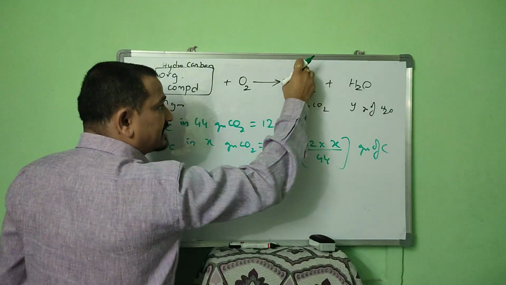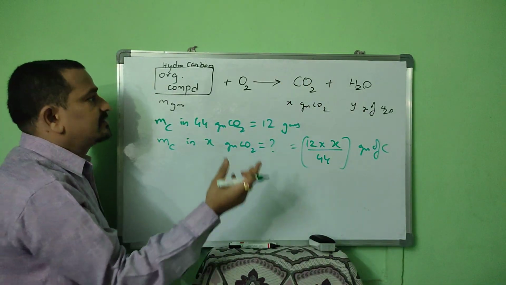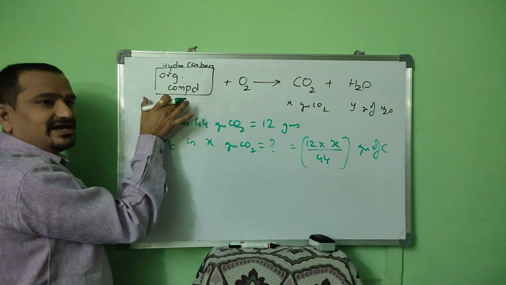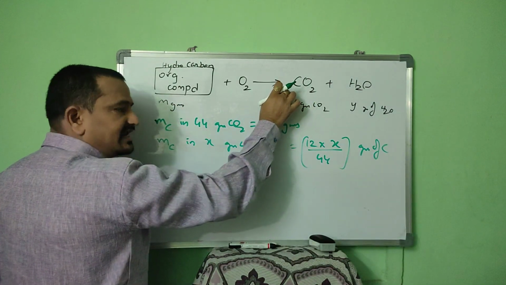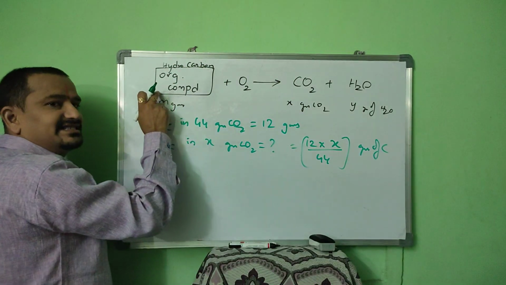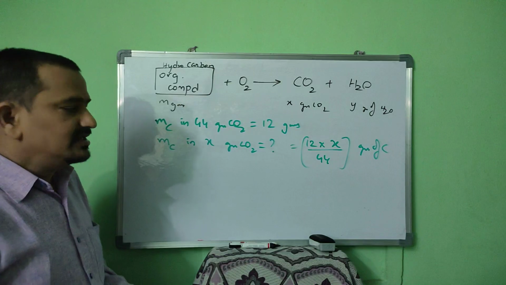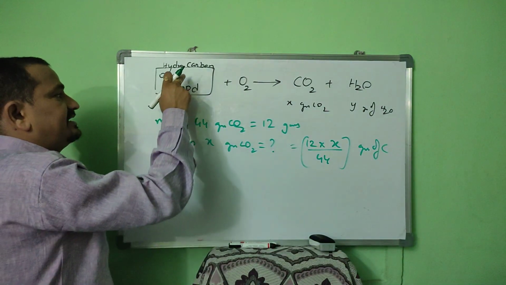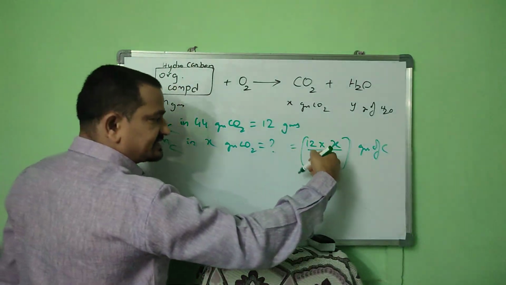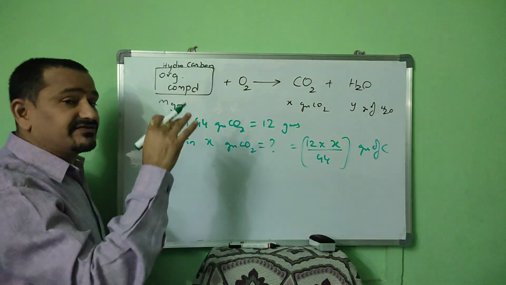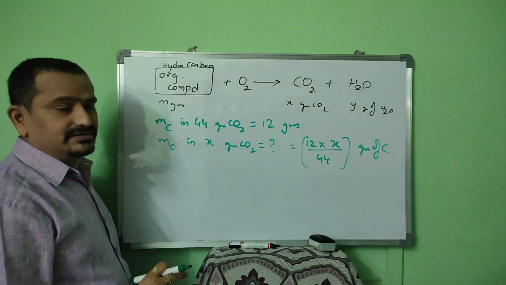Whatever mass of carbon we determined here, where did we get that mass of carbon from? We got it from the organic compound only. So whatever mass of carbon we calculated here was obviously present in this organic compound. Understood? So we indirectly determined the mass of carbon present in the given organic compound. This is the mass of carbon present in the hydrocarbon.